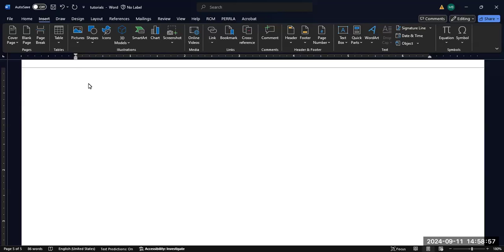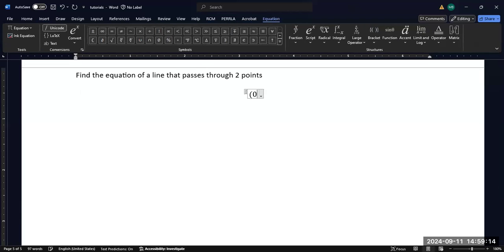So the first one is we're going to start with: find the equation of a line that passes through 2 points. So the 2 points that we're going to use, I'm just going to come up with randomly, (-4, 2) and (1, -1).